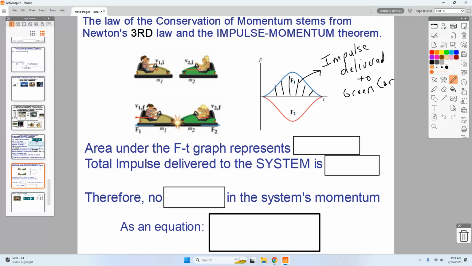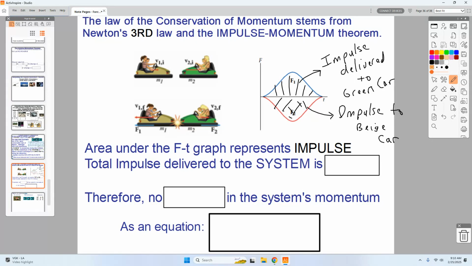Well, if that's the impulse delivered to the green car, this one here must be the impulse delivered to the beige car. If you're watching this from home, you can see the colors there because they'll show up on the video. But for you guys, it'd be the car on the left. Now, if I look at them individually, I would see that each one experiences an impulse. But when I look at them as a system, by the way, the area underneath represents impulse, what I see is the total area is 0. What that means is that the total impulse delivered to that system is 0.